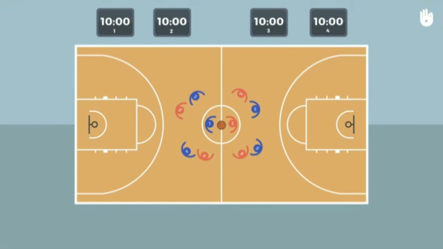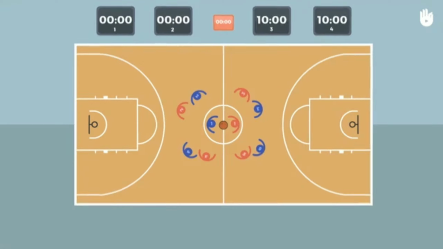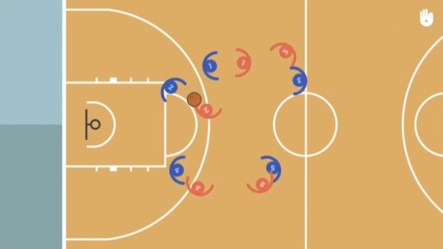Two teams of 5 players compete over 4 quarters of 10 minutes each. A 15-minute halftime takes place between the second and the third quarter. The objective of both teams is to put the ball through the opponent's hoop to score as many points as possible.